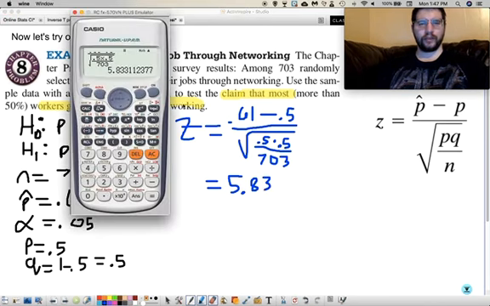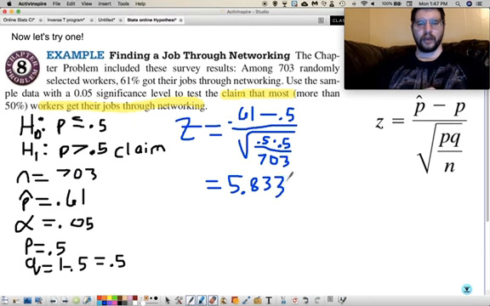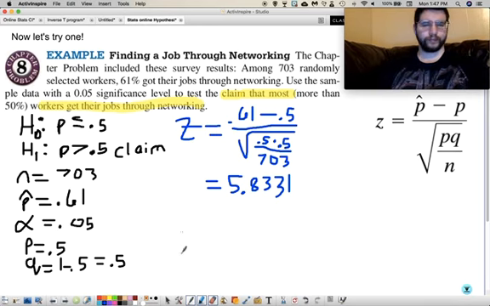Now, you might want to be safer and do 4 decimal places, just in case it rounds to the same place where your critical values are. The critical values are usually 2 decimal places, so if you go 4 out, you should be good to go. I don't think we'll have any that are that close, though. So that's my test statistic, done with this formula.